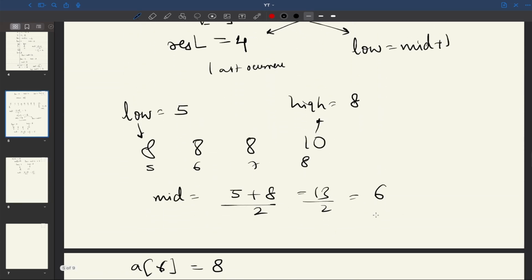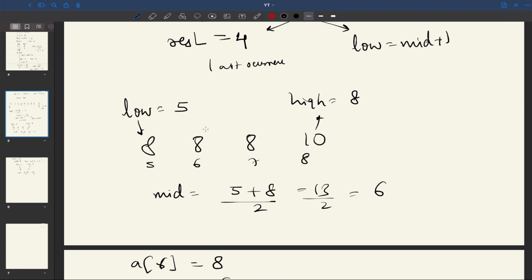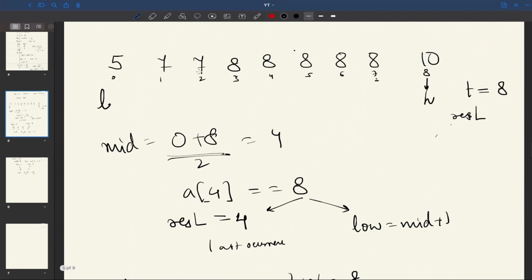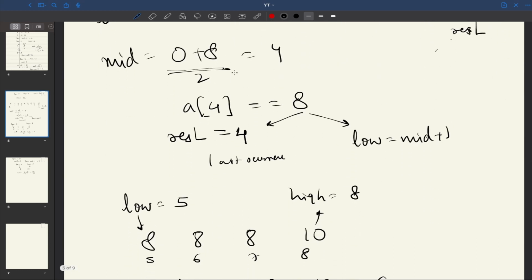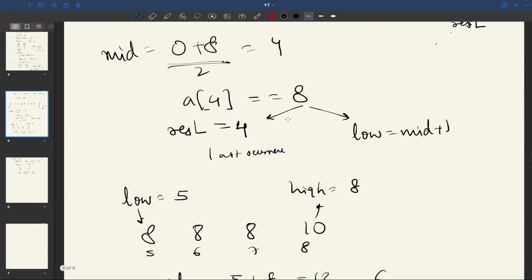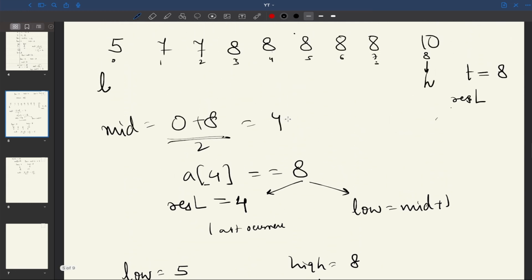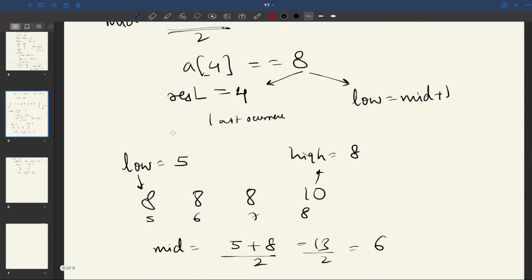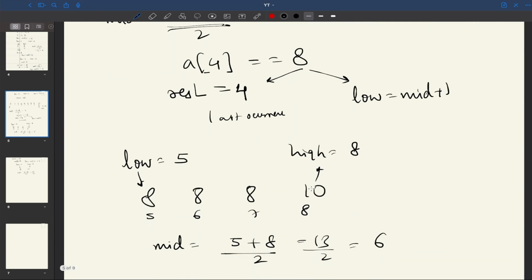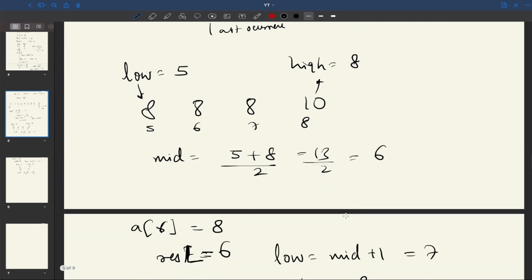I hope you are understanding what we are doing, right? Initially, this is where you started, correct? So 0 and 8, you got your middle value. Middle value was 8, which is equal to target. So we went to low equal to mid plus 1, correct? The mid value was 4, so we did low equal to 5 and high equal to 8. So 5 plus 8 gave us a mid value of 6.